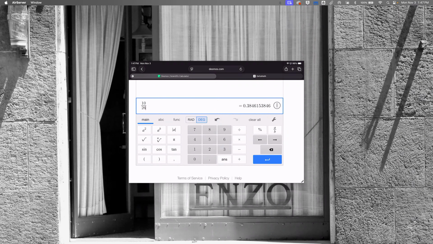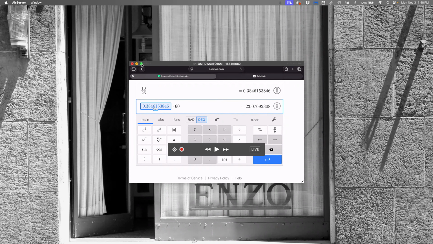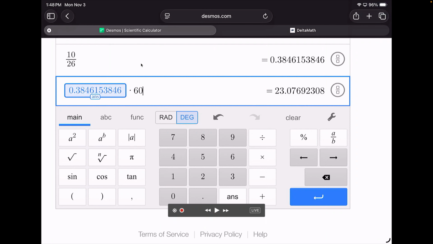Was that 0.38? Miles per minute, right? Because that's minutes. If you want to change it to miles per hour, what would I have to do? Multiply by 60. So that was 23 miles an hour, right? So what that tells me is that my average speed, my average miles per hour, was about 23 miles an hour.